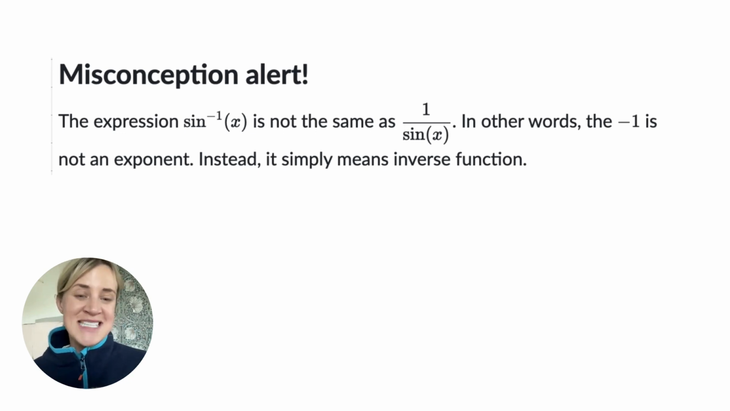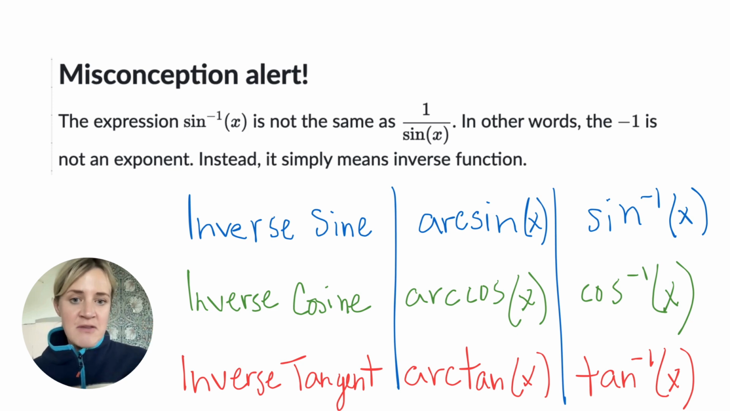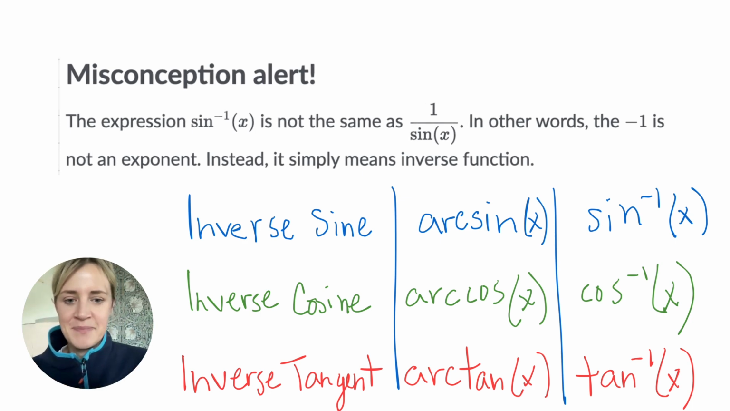Sometimes you will actually see inverse sine, inverse cosine, inverse tangent written as inverse. You will see them written to the negative 1 power. You also sometimes will see arc sine, arc cos, and arc tan. They all mean the same thing. Why do they do that to you? I don't know. Just keep it as one thing. But so you know, they all mean the same thing.